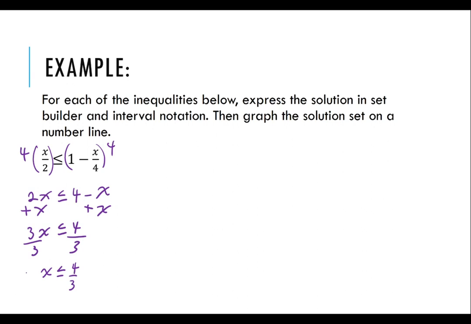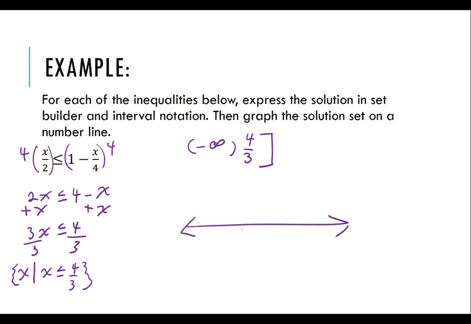To quickly make it set builder notation, that is the set of x's such that x is less than or equal to 4/3. Then for interval notation, that is from -infinity up to 4/3 with a bracket for the equality. Then our graph will line up with this. That's going to be, give a 0 for reference, up to 4/3. That's going to be a bracket on 4/3 and everything to the left.